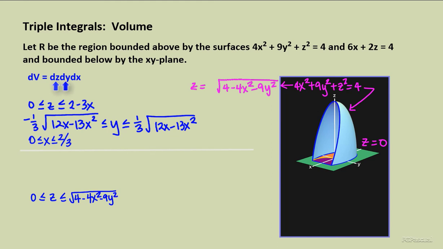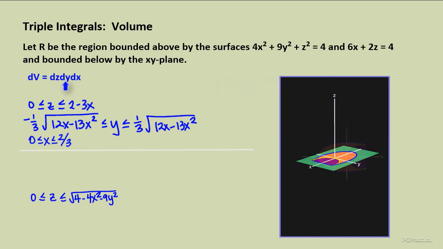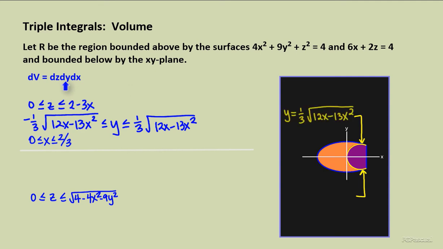Now for the variable y, the second variable of integration. We again turn to the projection on the xy plane. First, we label the bounding curves for the projection under the ellipsoid. We already are well acquainted with this curve. It's the projection of the seam intersection curve. The upper half is y equals 1/3 times the square root of 12x minus 13x squared, and the lower half is y equals minus 1/3 times the square root of 12x minus 13x squared.